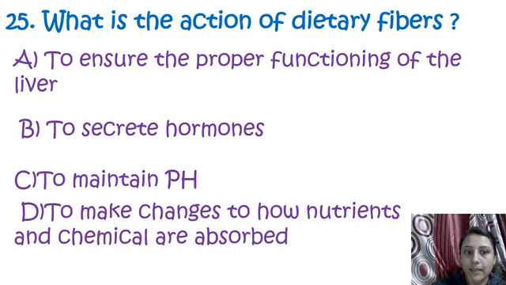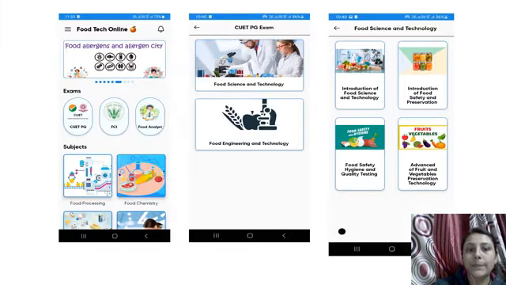Next question, and the last question, is, what is the action of dietary fibers? I guess we all know about this question already. Dietary fibers are substances which lower the absorption of fat and chemicals into our body, so they are very good for our health and our human body. That's all for today's class.